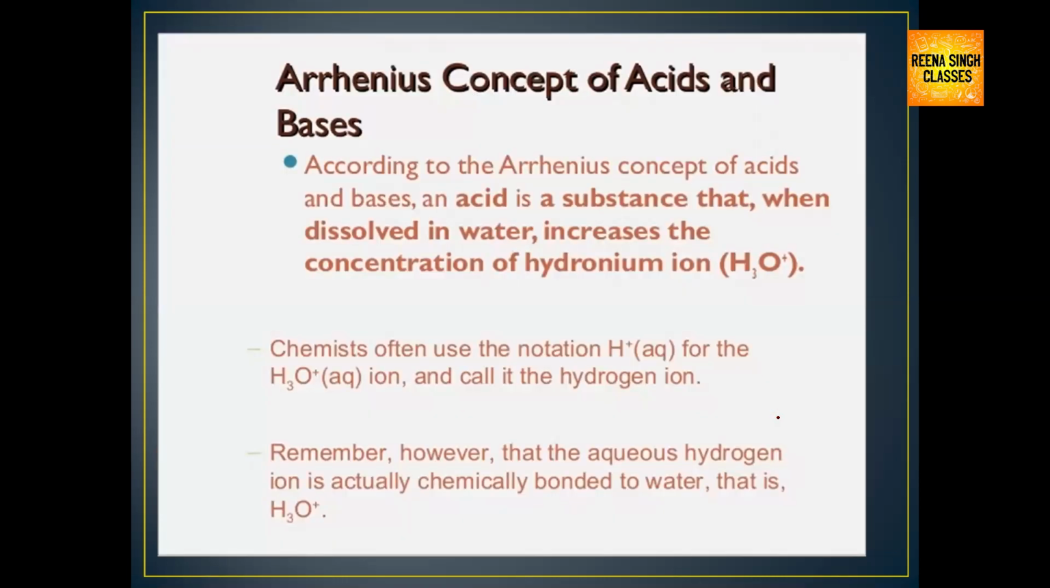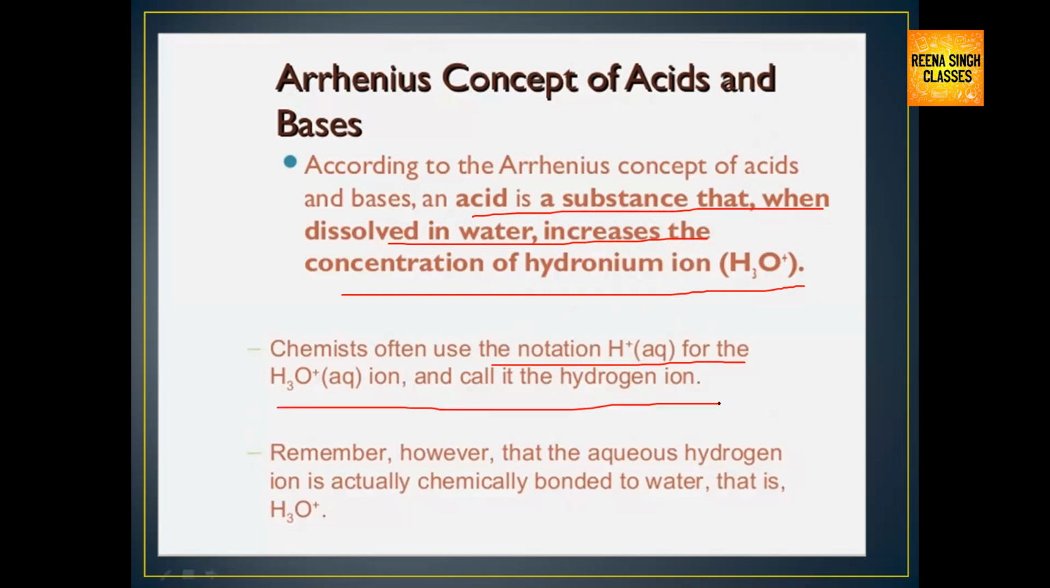Arrhenius concept of acids and bases, what do we get? An acid is a substance that when dissolved in water increases the concentration of the hydronium ion, H3O+ ion. So chemists often use the notation H+ (aq) for the H3O+ (aq) ion and call it the hydrogen ion.